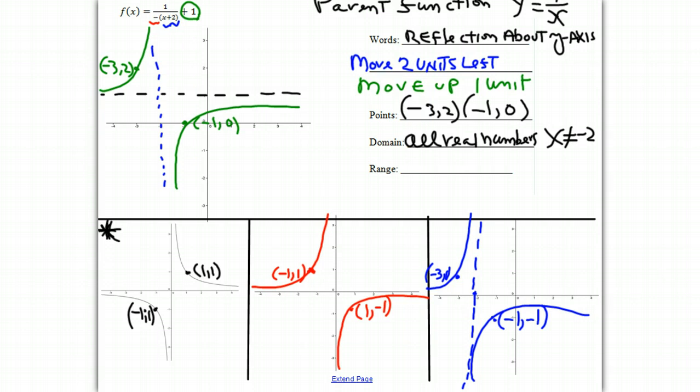Now the range, which I originally was trying to do, we look for any y values you can't have, and you notice you cannot have a y value at 1, because that's where the asymptote y equals 1 goes through. That's that black asymptote. So once again, it's all real numbers except y cannot be equal to 1, and that is our range.